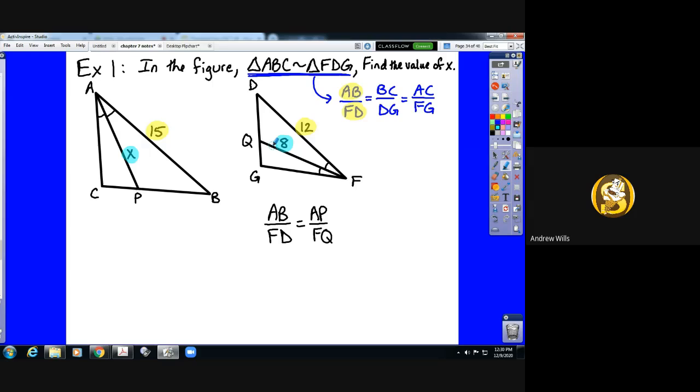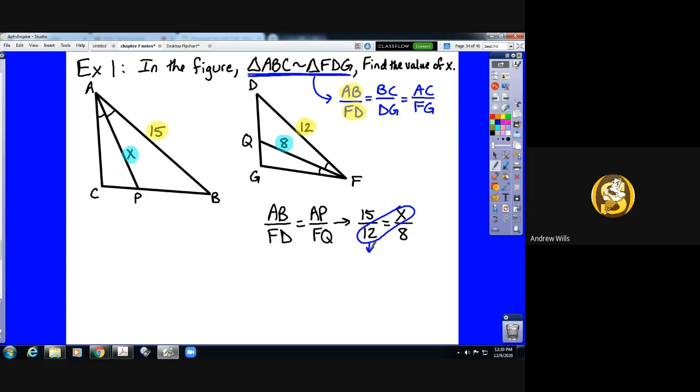Okay, so that means we're going to be setting up and solving a proportion here. 15 is to 12. That's the side lengths. 15 is to 12 as x is to 8. Those would be our bisectors, x and 8. From there, it's just a simple process of cross multiplying and solving for x. So we've done that about, what, 100 times now in this chapter.